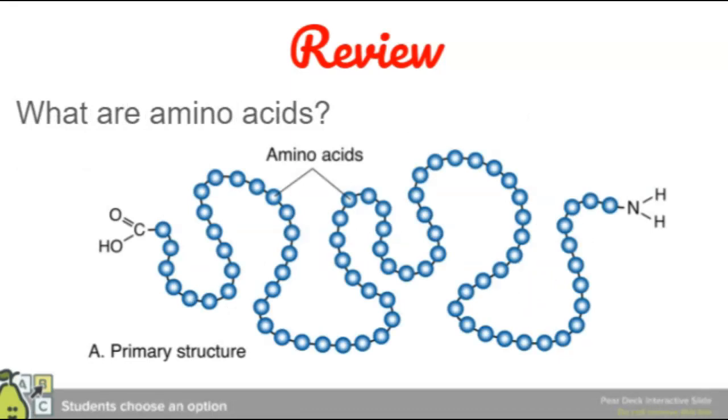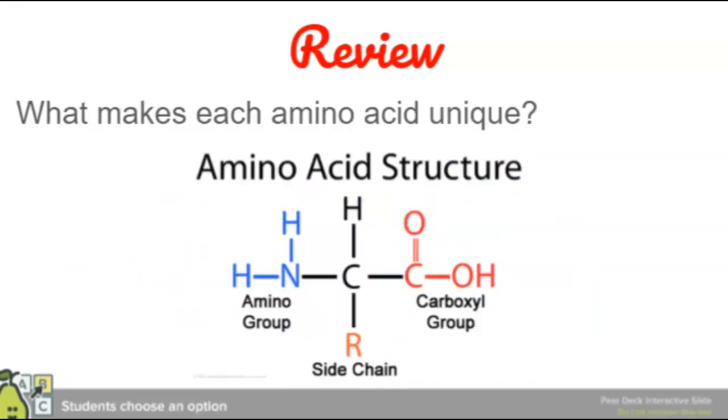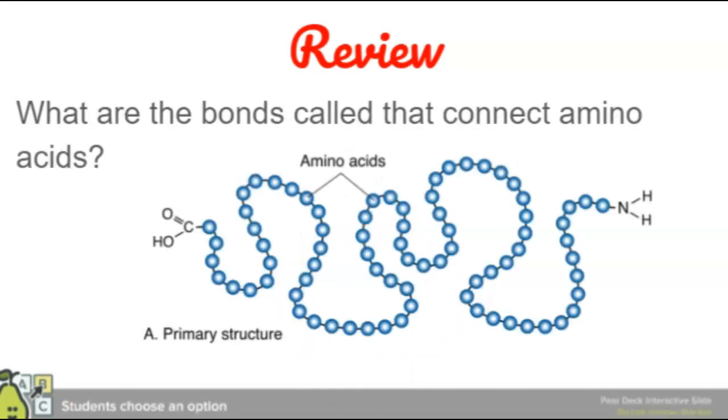What are amino acids? They are molecules that make up proteins. Remember, each of these little circles is an amino acid. Together, they make up a protein, and that's the goal of the cell, to make protein. So that's the process we're talking about today. What makes each amino acid structure unique? This is the R group, right? The group on the bottom here. And what are the bonds called that connect amino acids? These are called peptide bonds. Good.